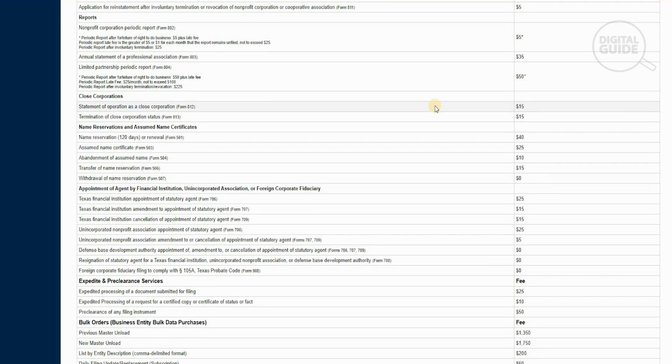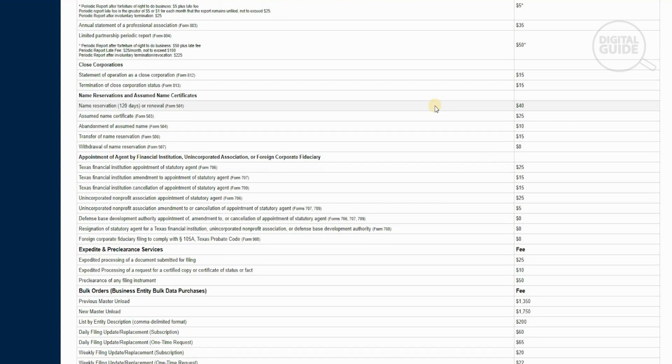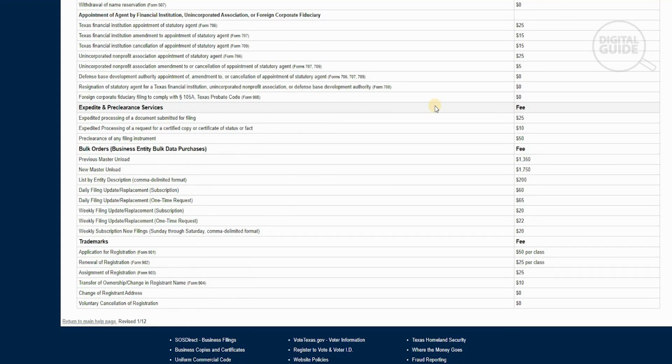But if you want to have an assumed name certificate, which is the Form 503, it's going to cost $25. The appointment by the agent for the financial institute or foreign corporate is going to be available as well. You have your bulk orders and the trademarks, which have to be applied for registration as per the Form 901, which is going to cost you $50 per class.